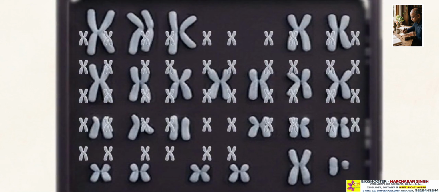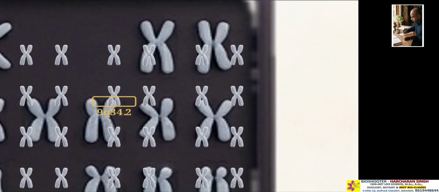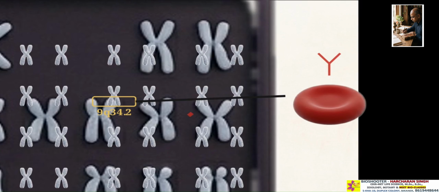Mapping these patterns requires looking past simple inheritance and examining how three distinct alleles at a single locus interact with an independent sequential biochemical pathway. This diagram displays the human karyotype, allowing us to trace the architecture to its precise genetic origin. If we zoom into the long arm of chromosome 9, right at position 9q34.2, we find the ABO gene.